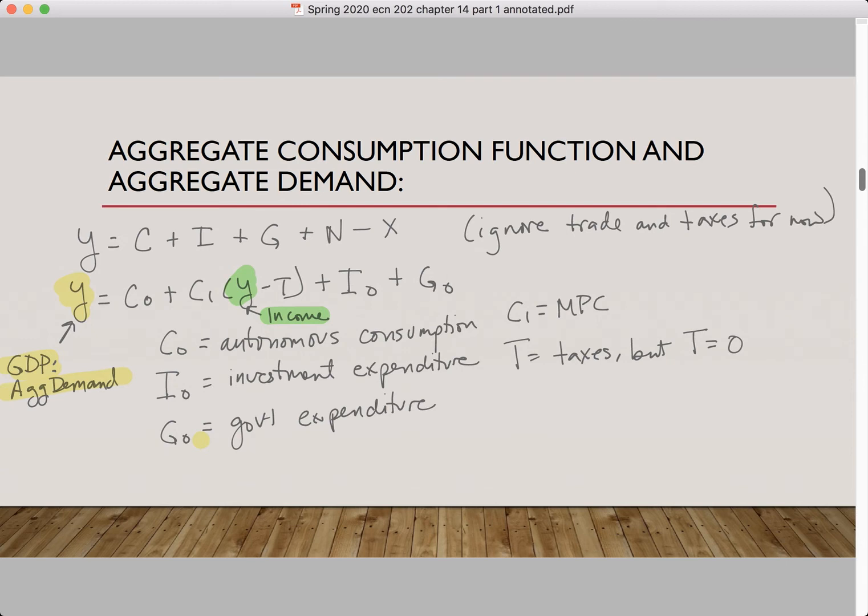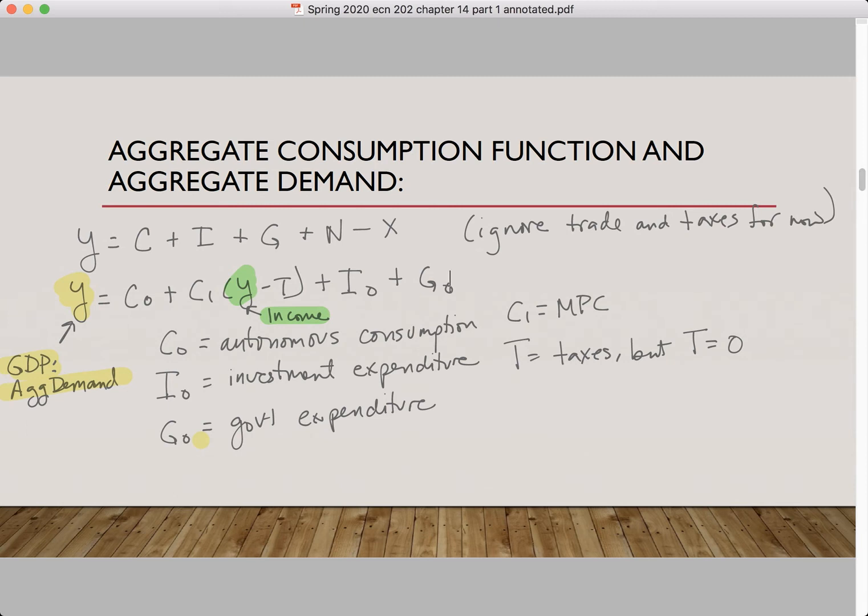Just as a reminder, the aggregate consumption function is linked with aggregate demand. Aggregate demand is spending on domestically produced goods and services. And when we start introducing how spending affects GDP, we're going to start by ignoring trade and taxes for the time being.